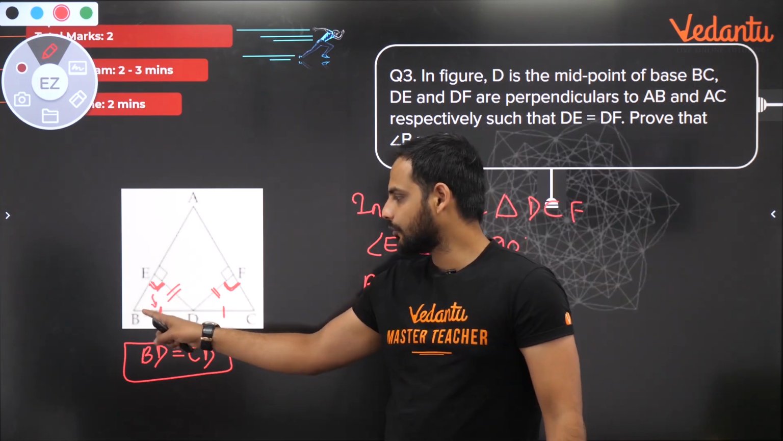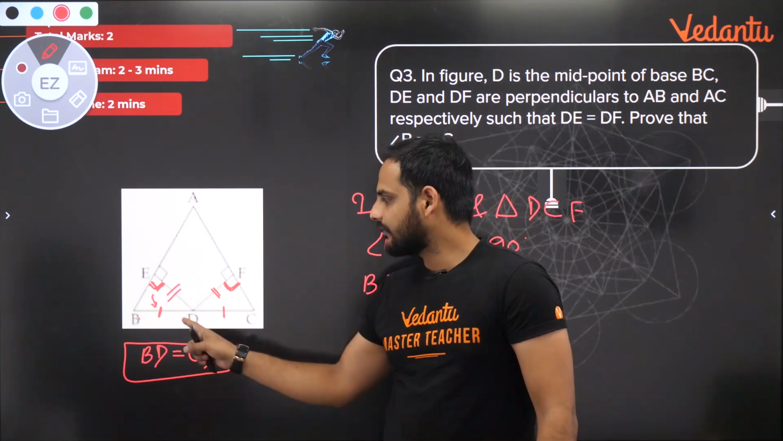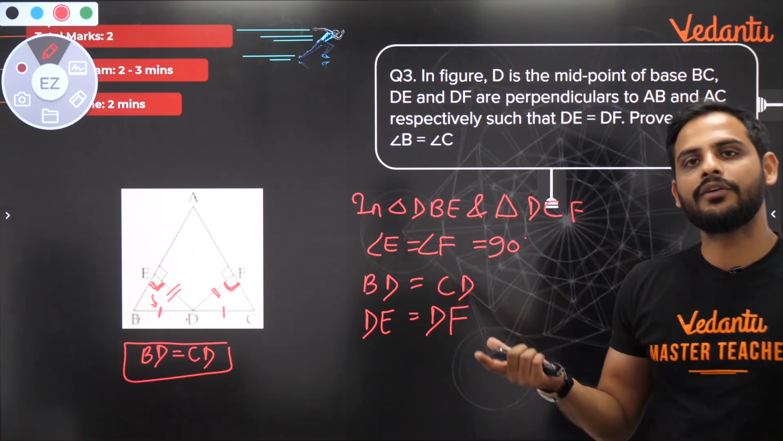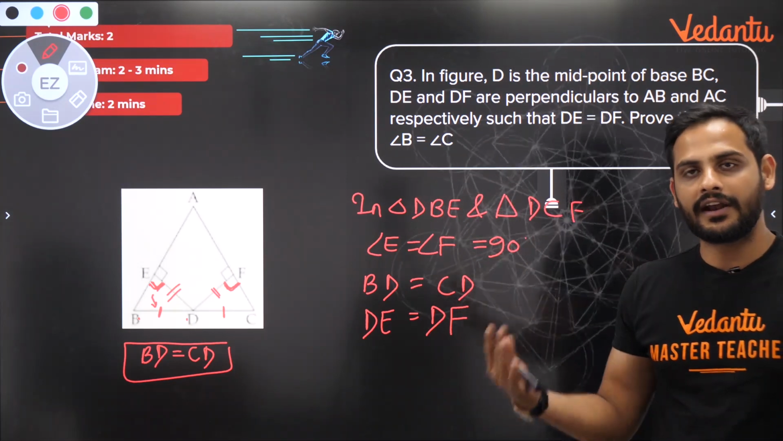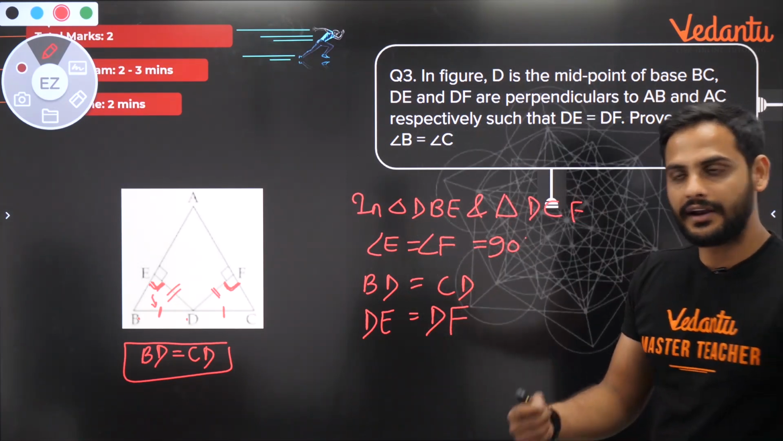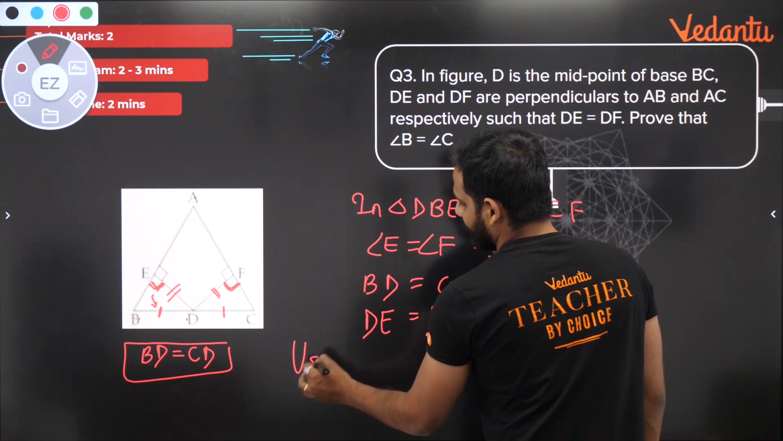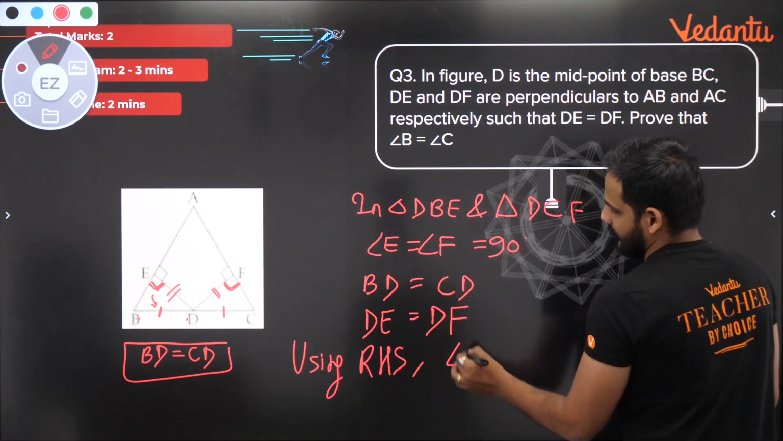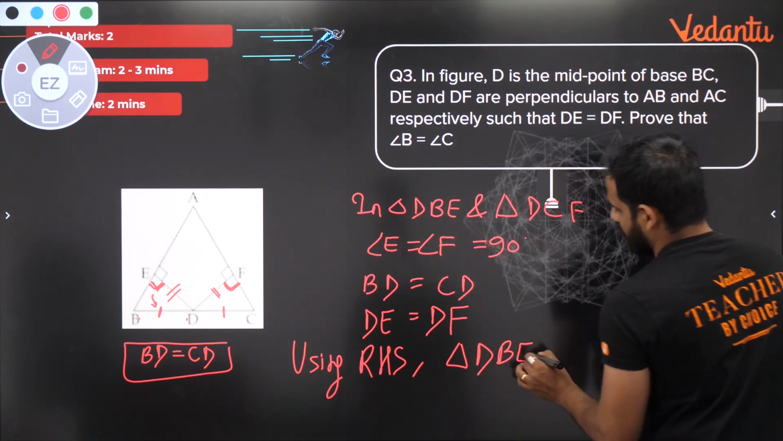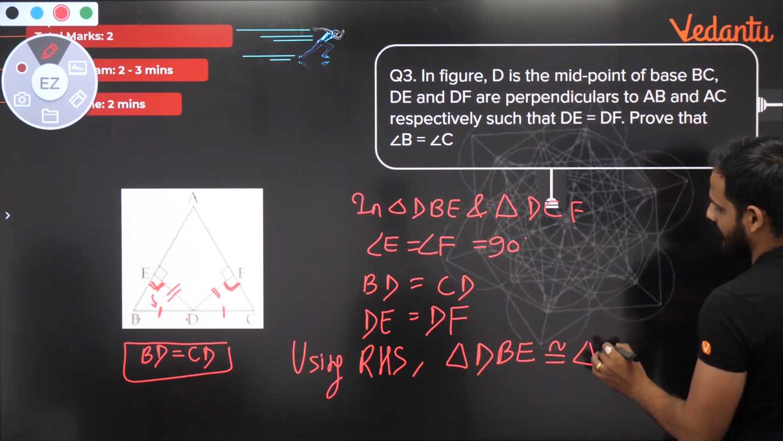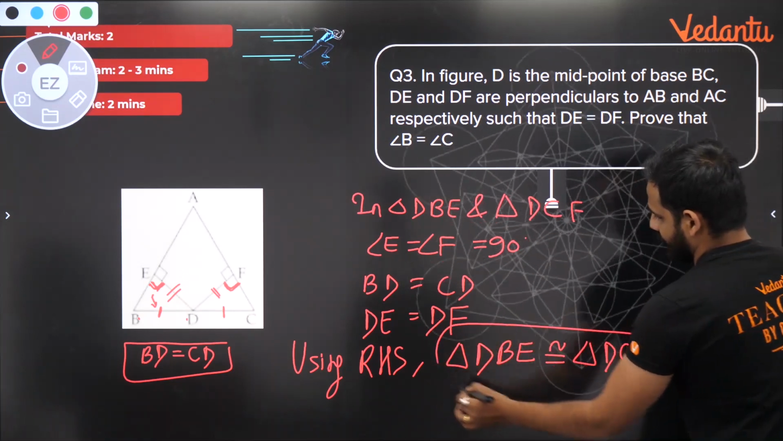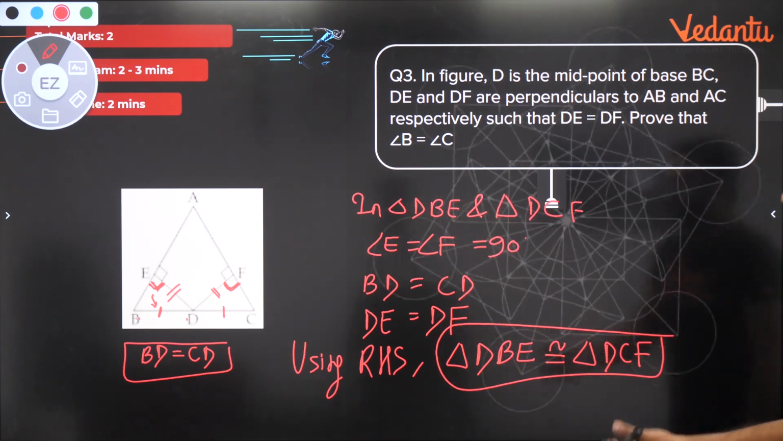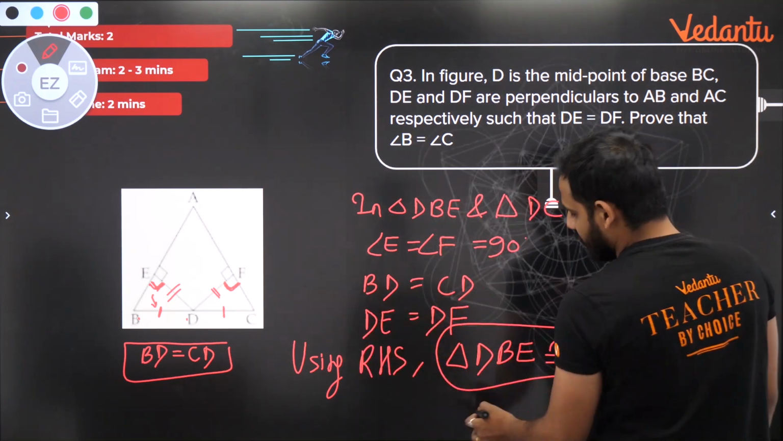Opposite to the right angle lies the hypotenuse. So this is the hypotenuse and then any one side. So in a right angle triangle, if the hypotenuses are equal and any one of the sides are equal, definitely we can say these triangles are congruent using the RHS criteria. So using the RHS rule, I can say triangle DBE is congruent to triangle DCF, and then by CPCT, bachcho, I can say angle B will be equal to angle C.